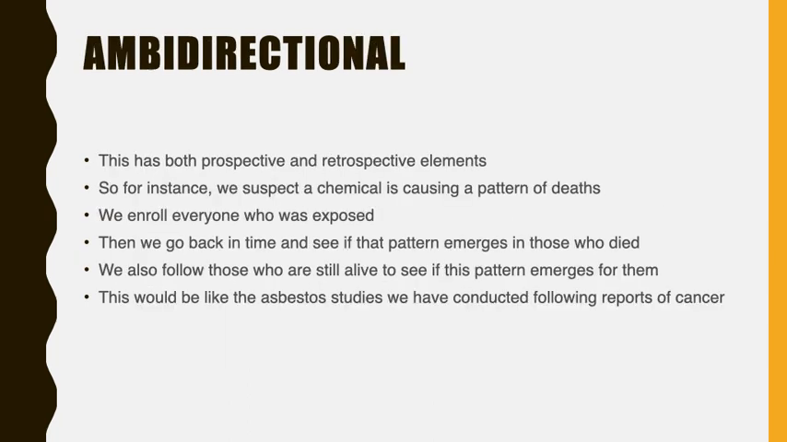The last one, which I said is the most rare, is ambidirectional, so I'm not going to spend a lot of time on that because it's almost never done, but this has both prospective and retrospective elements. So we might look at exposures and see what the effects are over time with one group of people, while at the same time having looked at medical records to go back and see were these people also exposed, and pull in a group of that and look at all their records. We kind of look both forward and back in time at the same time. These are very time consuming, very expensive. That's why they're not done very often.